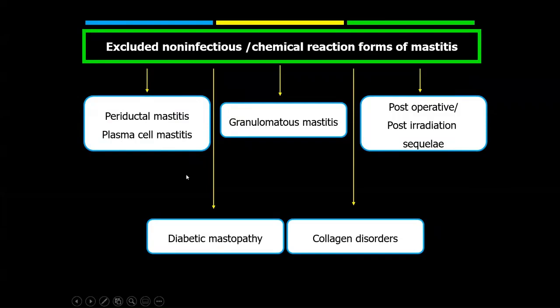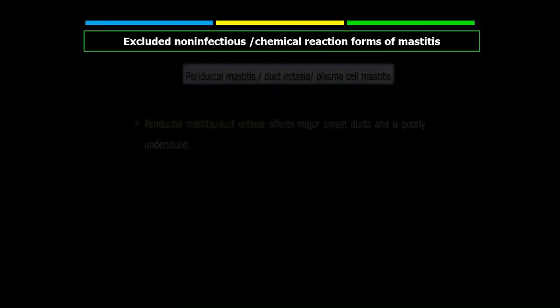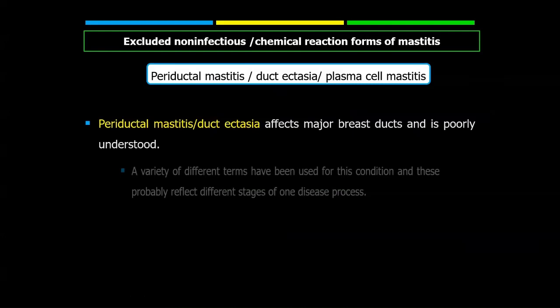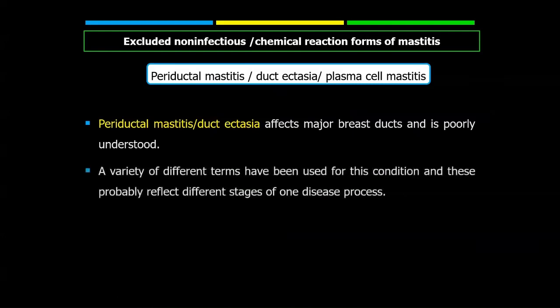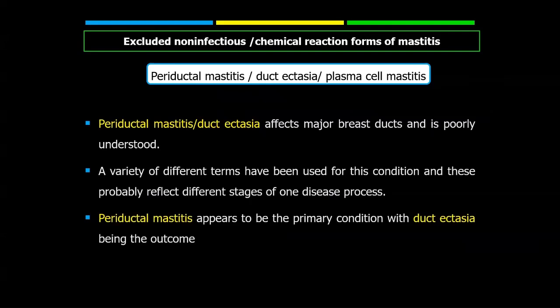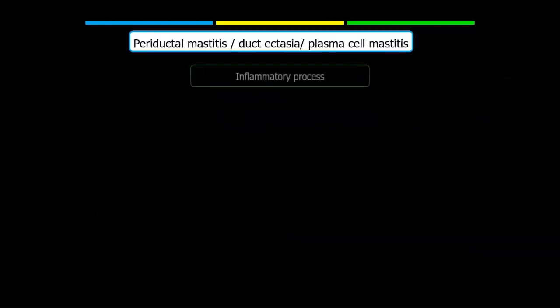And actually, these lesions altogether occur either due to chemical irritation of the breast or due to a secondary autoimmune reaction. The periductal mastitis or duct ectasia affects major ducts and is poorly understood. A variety of different terms have been used for this condition, and these probably reflect different stages of one disease process. Periductal mastitis appears to be the primary condition, with duct ectasia being the outcome.